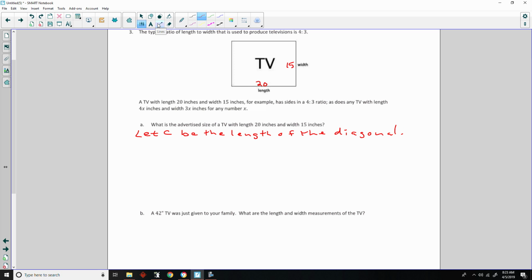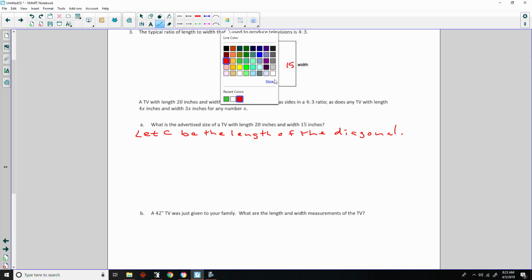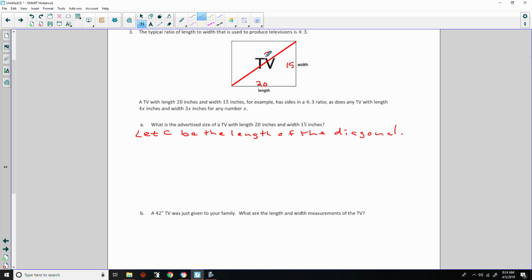Okay, and I will draw that in. What color do I want? Diagonal, let's just go with red. So there's our diagonal. That's C. Okay, what is the advertised size of a TV with length 20 inches and a width of 15 inches?